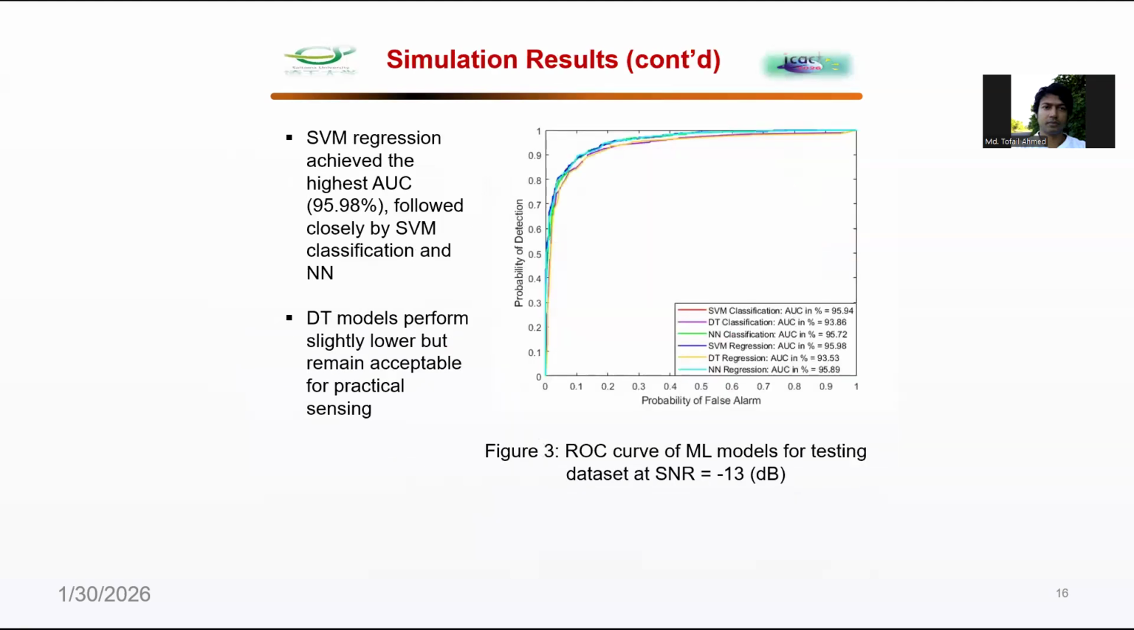The performance is best summarized by the receiver operating characteristic curve, ROC, at that same low SNR. As you can see, SVM regression achieved the highest area under the curve, AUC, at 95.98%, closely followed by the SVM classification and neural networks. The decision tree model, while slightly lower, still performs at an acceptable level for practical use.